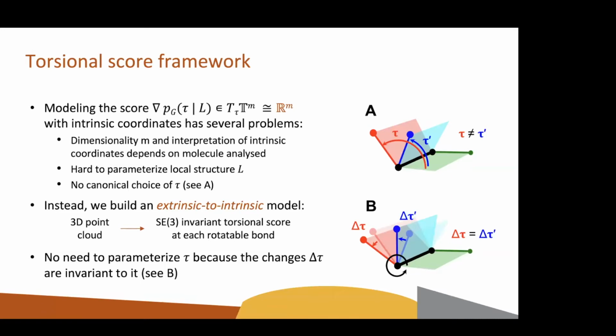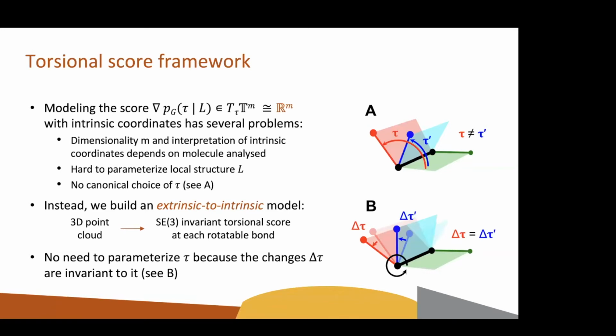So our approach is instead to recognize that we don't necessarily have to have a score model that takes in intrinsic coordinates. All we want is a model that outputs a score on the space of intrinsic coordinates. That's why we introduce a framework that we call an extrinsic-to-intrinsic score model, which, as the name suggests, is a model that takes in an extrinsic or Euclidean formulation of the conformer, that is its position of each of its atoms in 3D space, and predicts an SE(3)-invariant score for each rotatable bond.